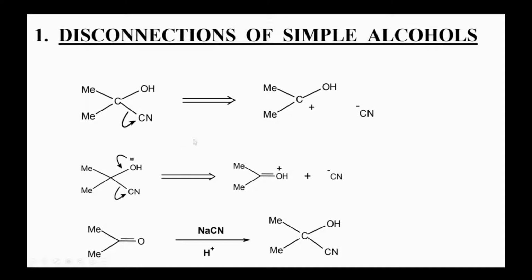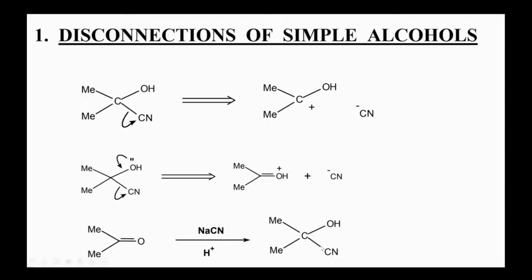But the equivalent for this positive charge will be a ketone, because when ketones react with a cyanide nucleophile, you get the product that is a cyanohydrin. Now another example of this retrosynthesis is this one. So this is a forward direction reaction. You are starting from acetone, a ketone compound, reacting with sodium cyanide in acidic medium, and you get the cyanohydrin. That's your desired product.